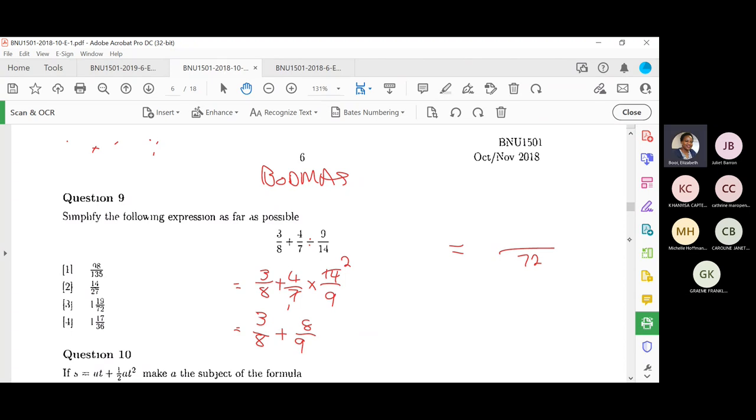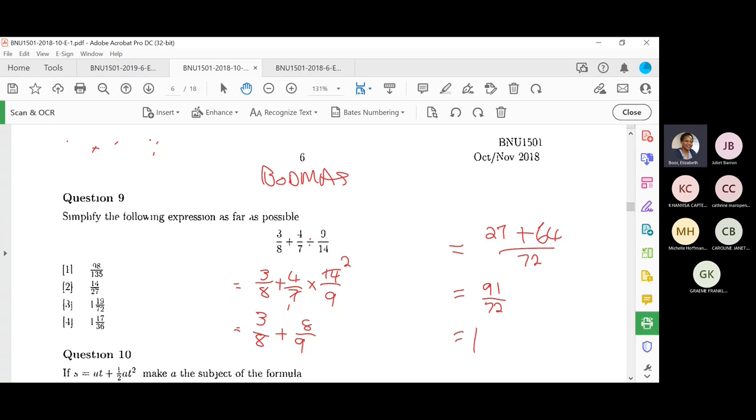Okay, so 8 goes how many times into 72? It goes 9 times, and 9 times 3 is 27. Plus, 9 goes how many times into 72? It goes 8 times, and 8 times 8 is 64. And 27 plus 64 is 91 divided by 72.